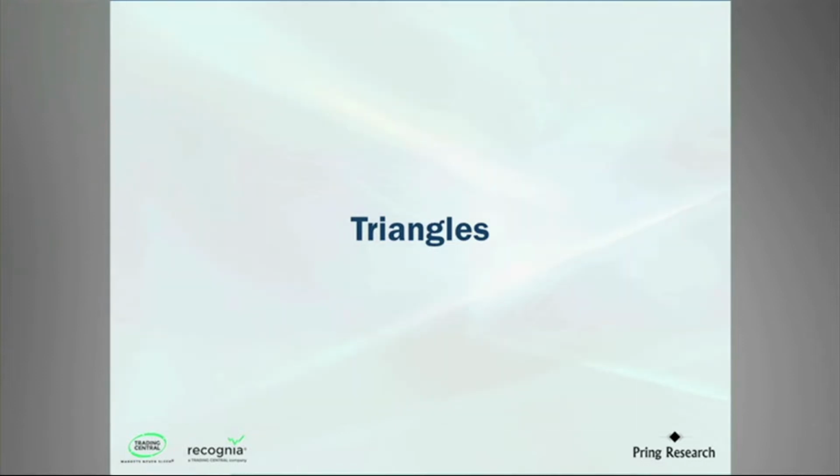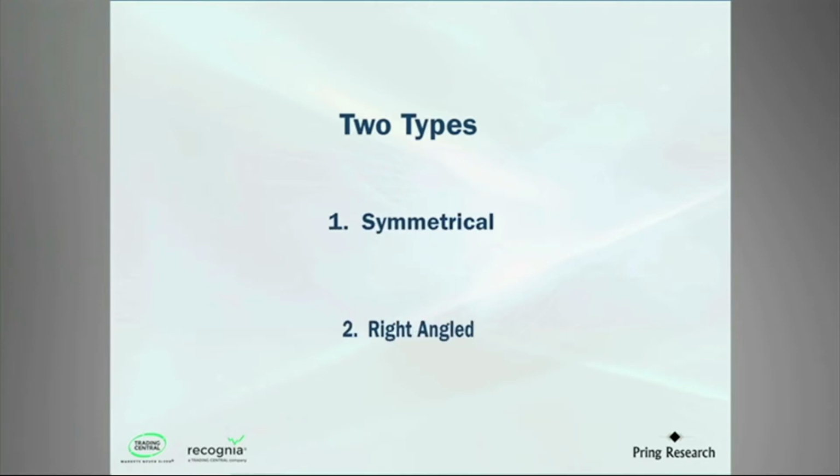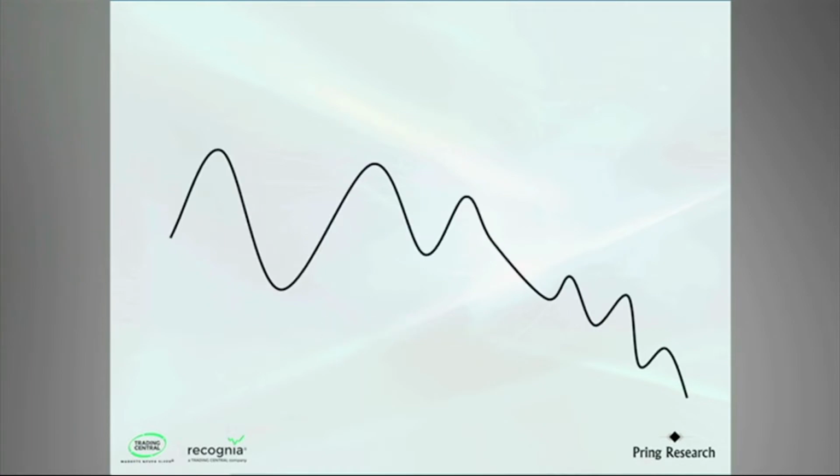Triangles are the most common price pattern, but are also one of the least reliable. They come in two varieties, symmetrical and right-angled. Both develop as consolidation and reversal formations. Let's start off by considering the symmetrical variety. They consist of an ever-narrowing trading range, bounded by two converging trend lines.